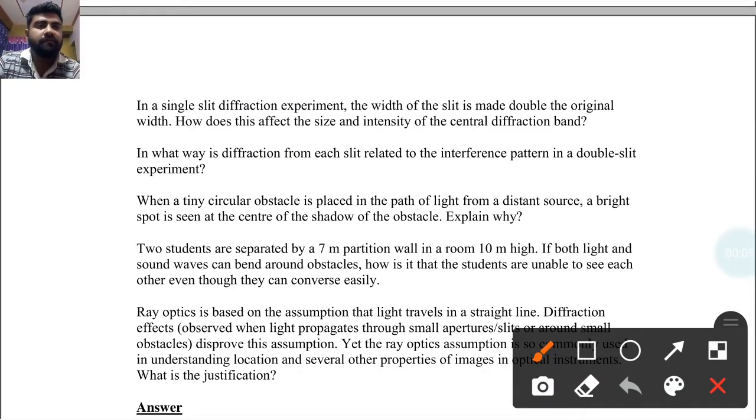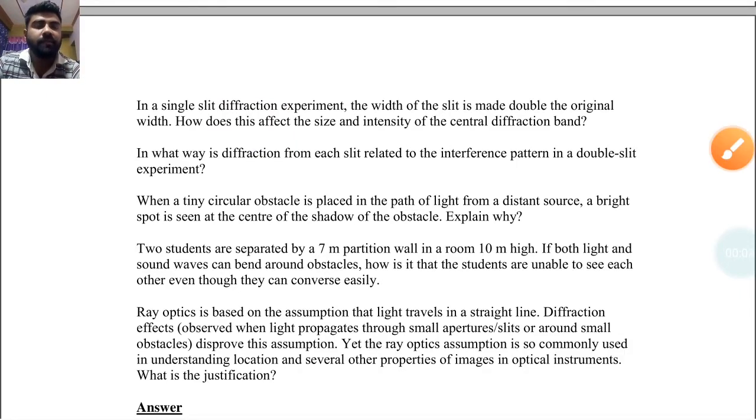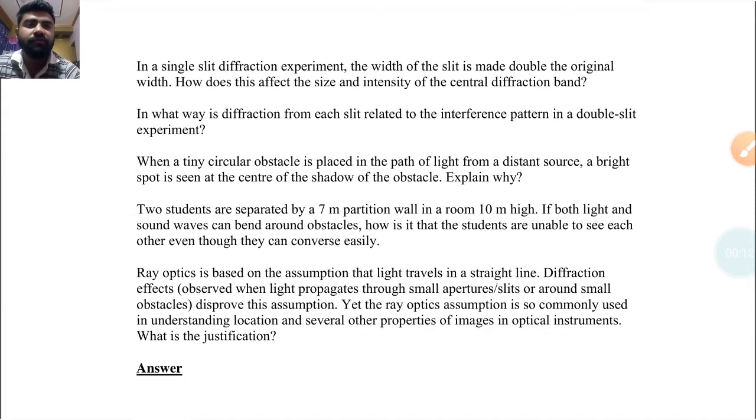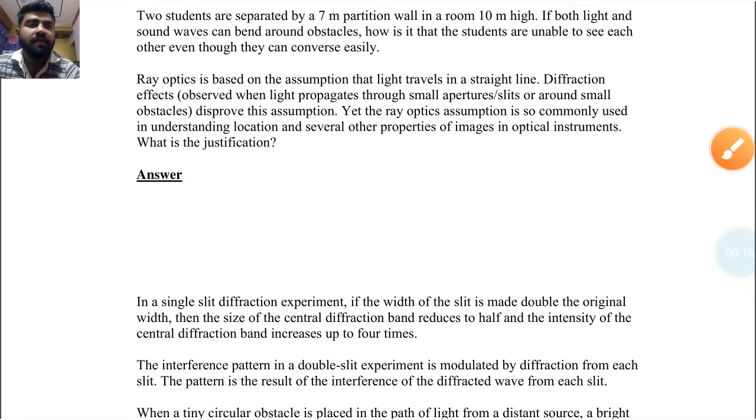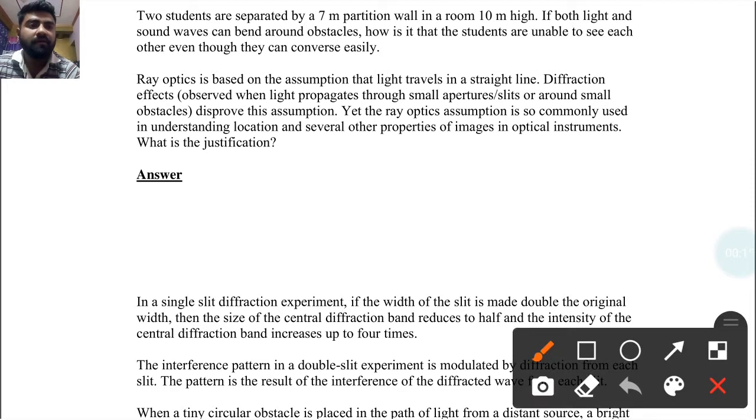Now, in a single slit diffraction experiment, the width of the slit is made double the original width. How does this affect the size and intensity of the central diffraction band? So here the answer is, if we make it double, the size of the central diffraction band reduces to half and the intensity will be increased up to 4 times.